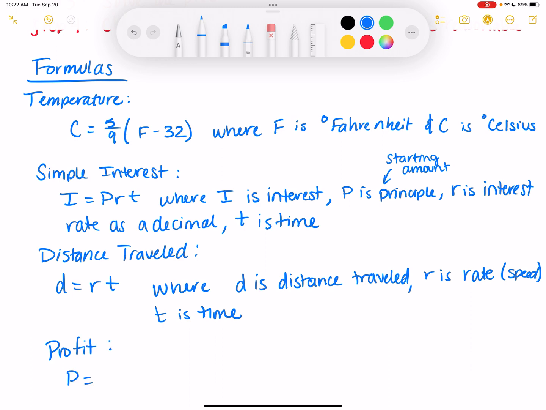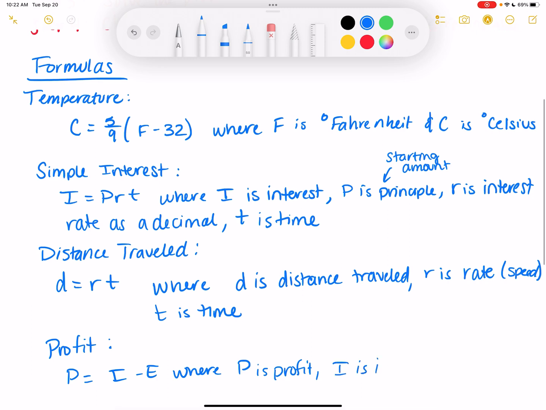And then the last formula is for profit. That's just that P is equal to I minus E, where P is profit, I is income, and E is expenses.